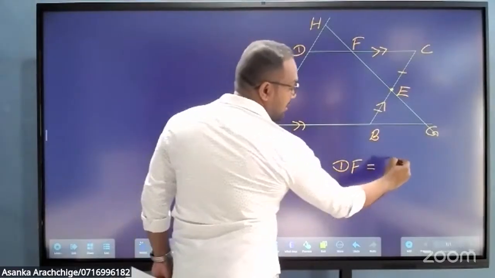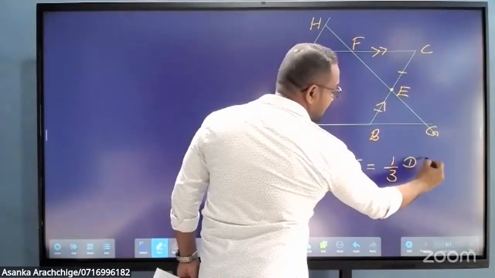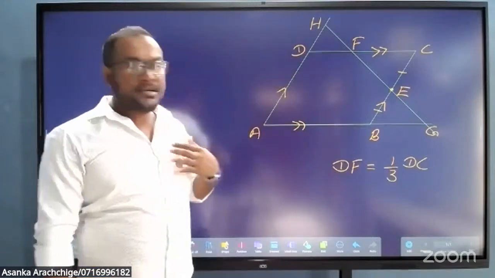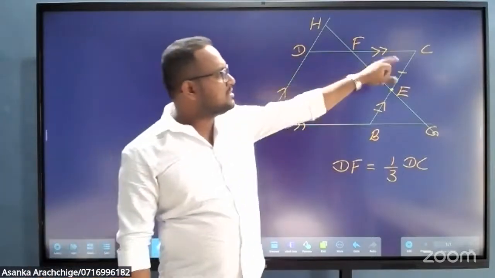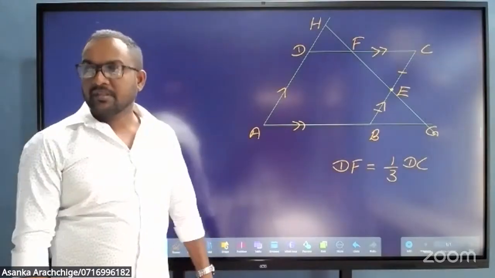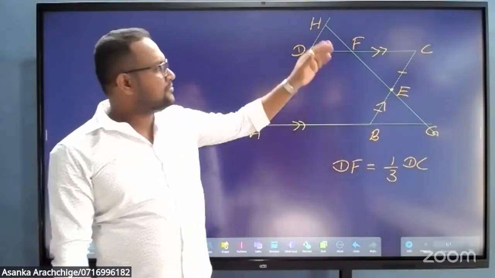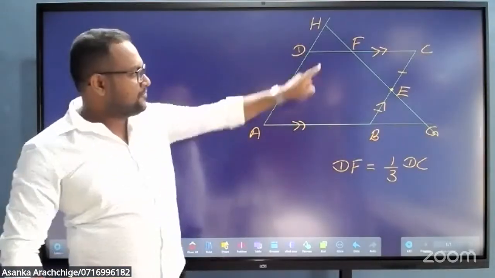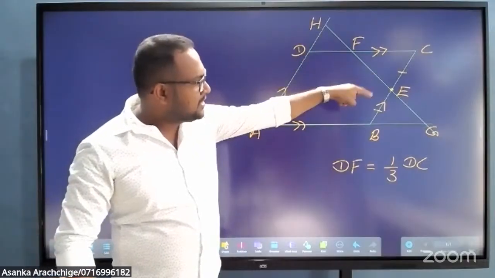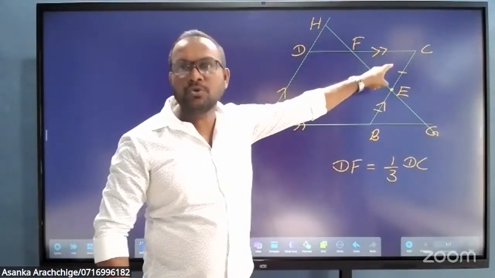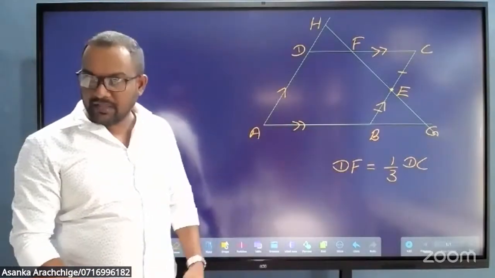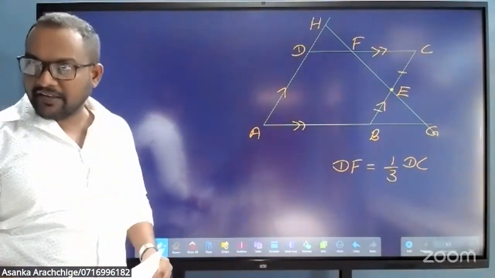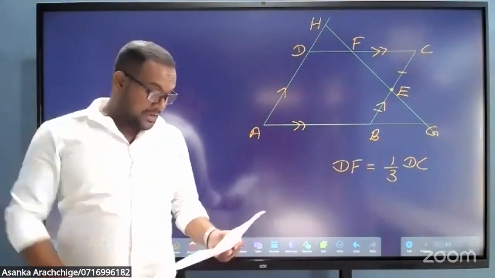DF is 1/3 DC. Then tell me, if DF is 1/3 DC, what can you say about CF? How much of DC is CF? If this is 1/3 DC, what should this be? 2/3 DC. Therefore, FC must be 2/3 DC. Is that clear? Keep it in your mind.